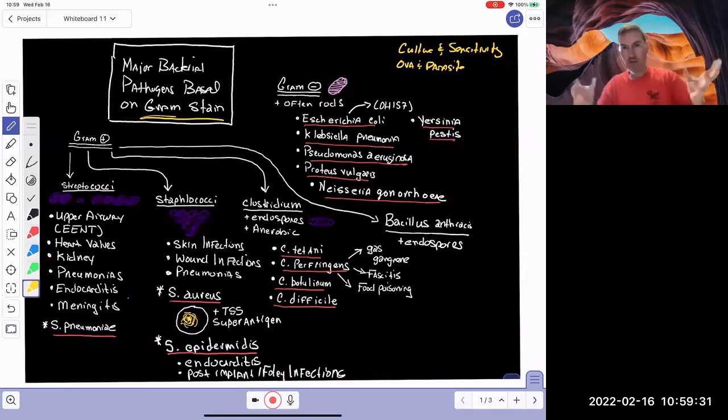And you can do that within a few minutes. It only takes like 5 to 15 minutes to do a Gram stain. You can get that information very quickly. That's called a Gram stain.